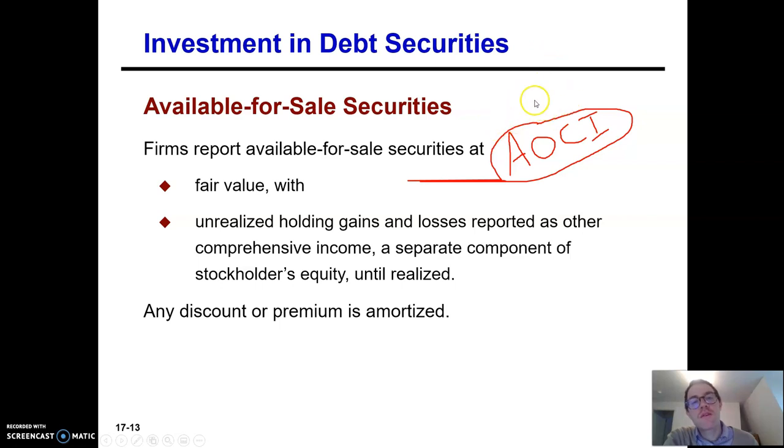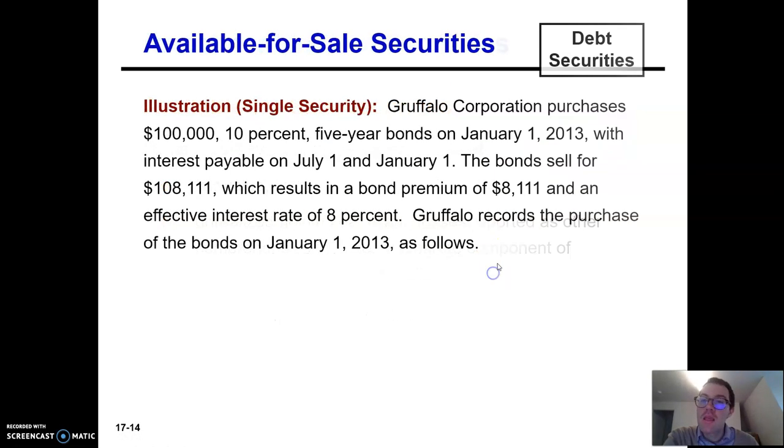So it's still reported on the balance sheet. If you have an unrealized loss, you still lower the value of your available for sale security there, but it won't lower your net income. Anyhow, let's look at it here.